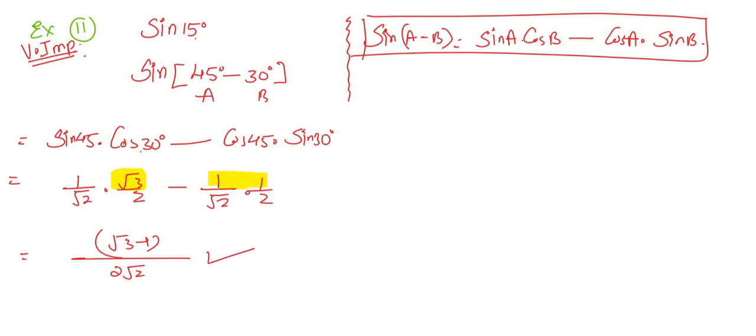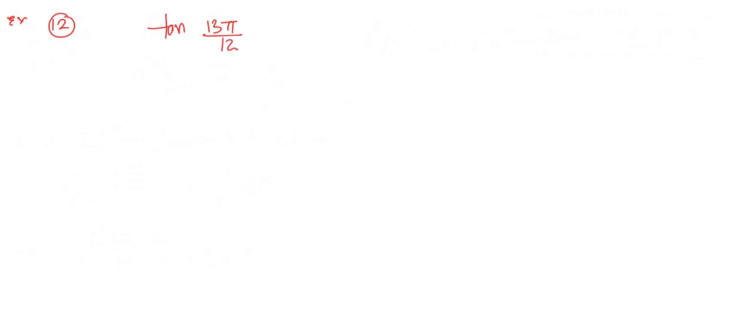Just one more question. We have to find tan 13 pi by 12. Since it is 13 pi by 12, it's very difficult to find a multiple of pi or 2 pi, right? So let's see how we can manipulate it. Can I write it as pi plus pi by 12?